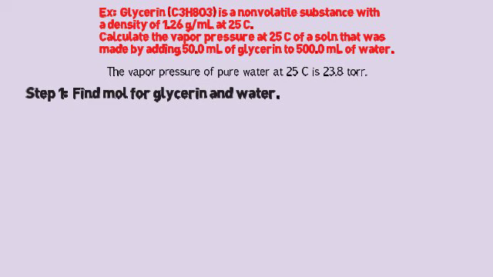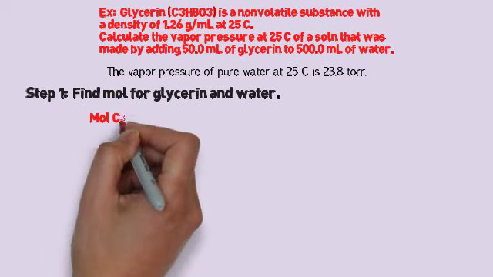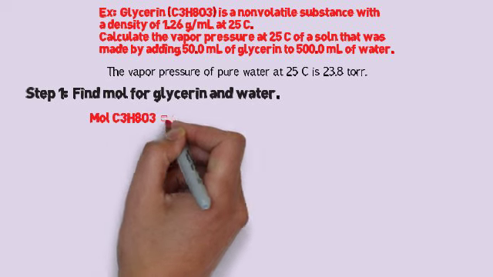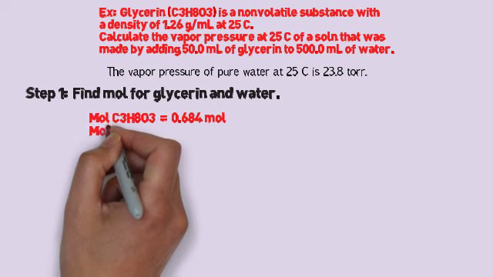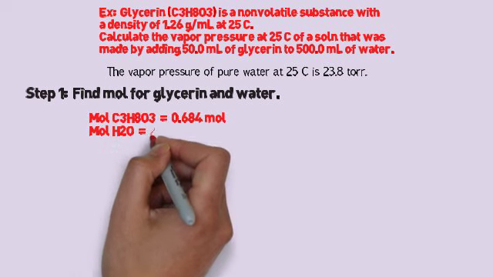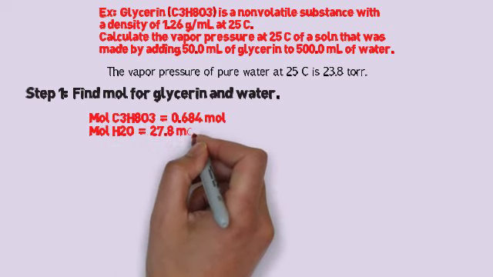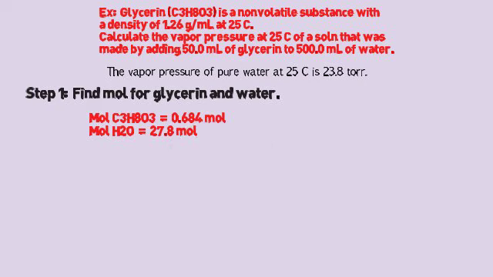Here is the answer for the number of moles for the glycerin and the number of moles for the water. 0.684 moles for glycerin, and for the water it's 27.8 moles. You can continue or pause, and here comes step 2 if you haven't paused. Step 2, you're going to calculate the mole fraction of the water. That is the solvent, so do that.